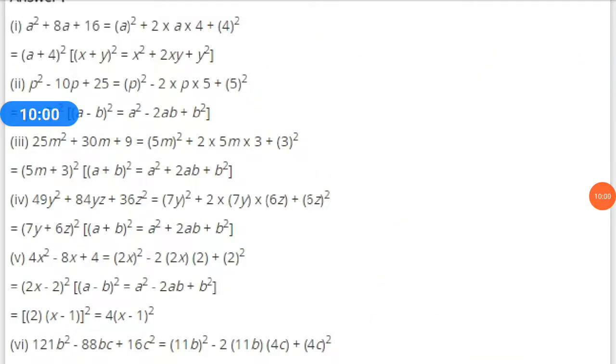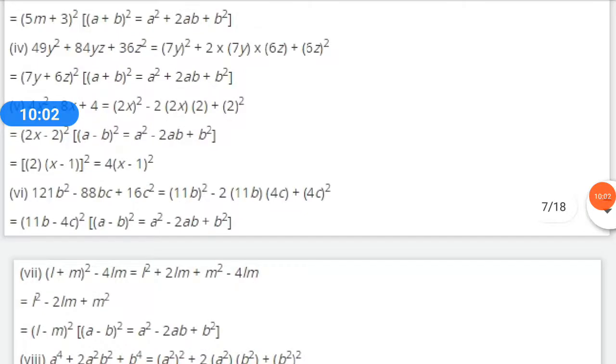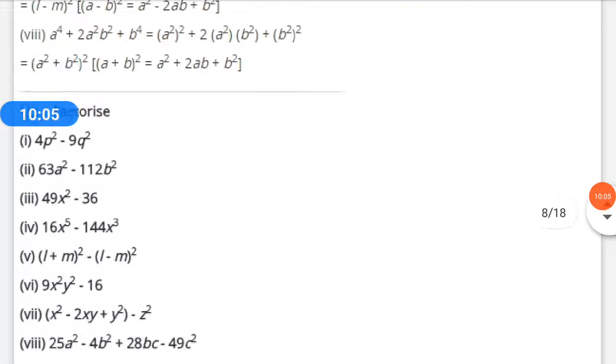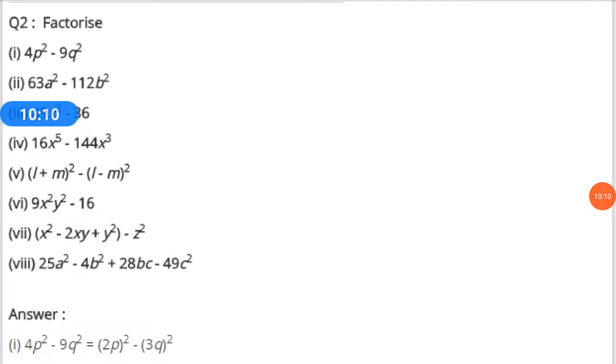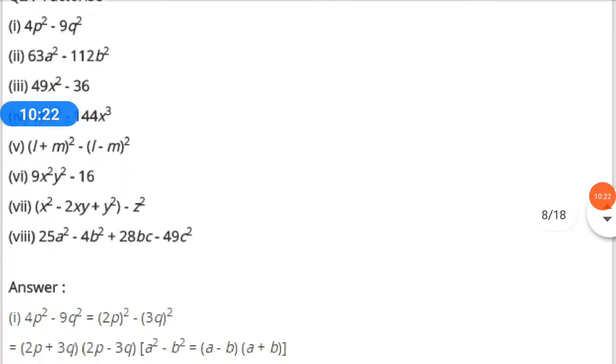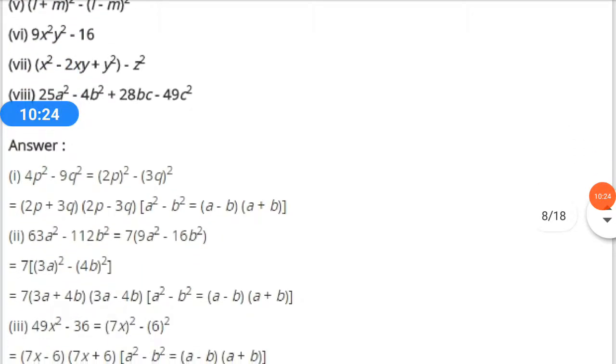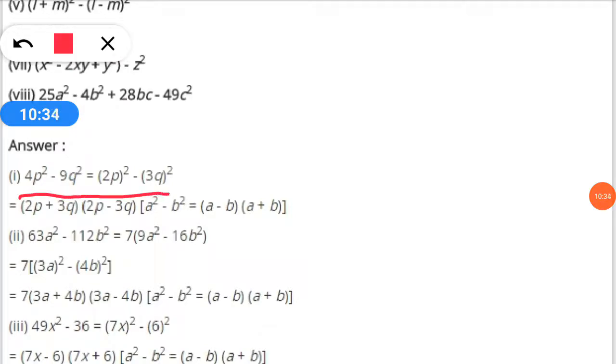So here we have completed the explanation of question number 1. Hope you people understood. Now moving toward the next question we are having. In question number 2, it is said to factorize. So here also either you can use the factorization identity, or you can directly split the middle term. So here the question is there. You can see the question: 4p square minus 9q square.